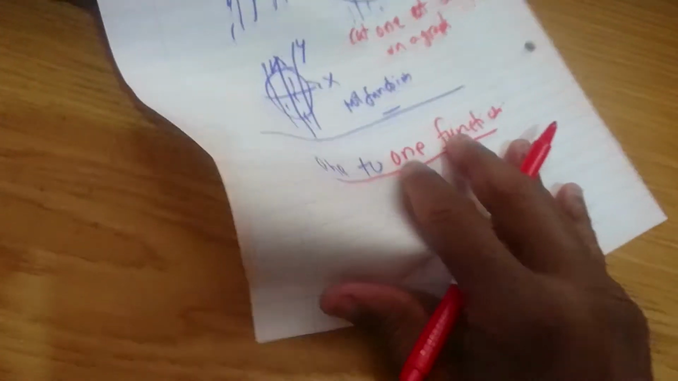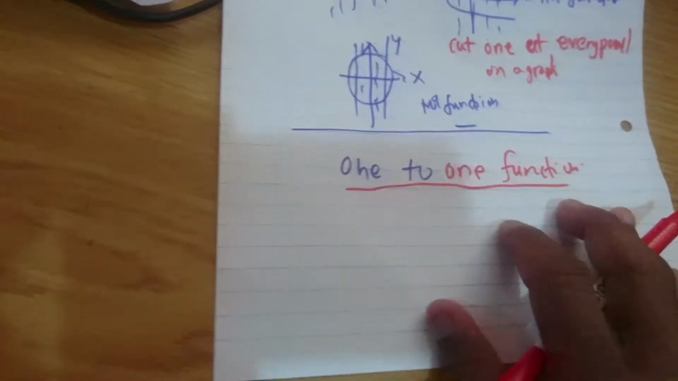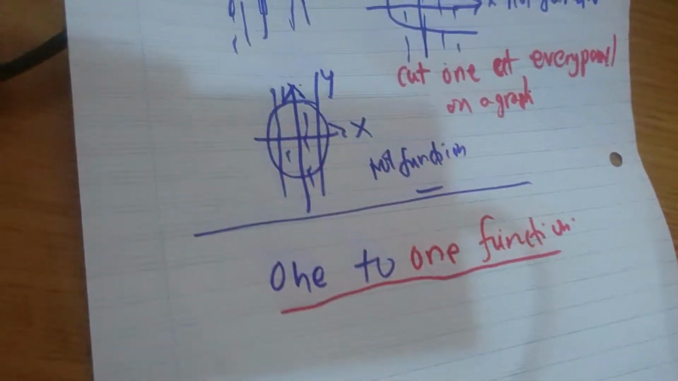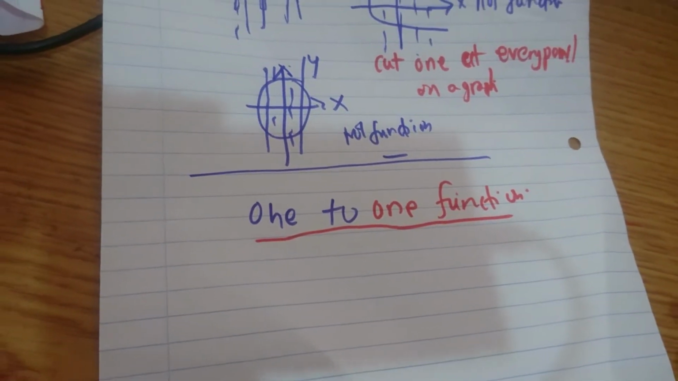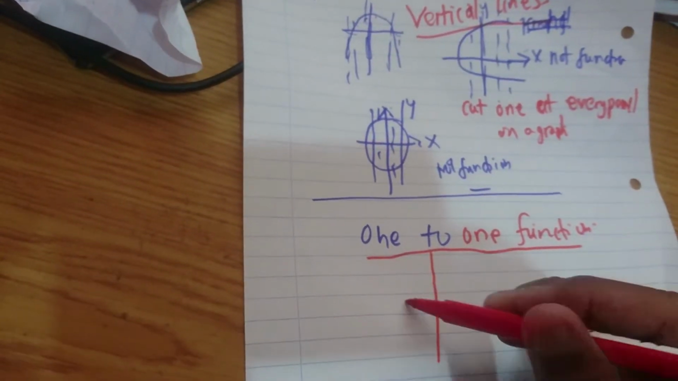Okay, so now we want to test a one-to-one function. First of all, to test a one-to-one function, a certain graph must be a function first. You can't test for one-to-one if it's not a function. For example, somebody gives a graph like this.